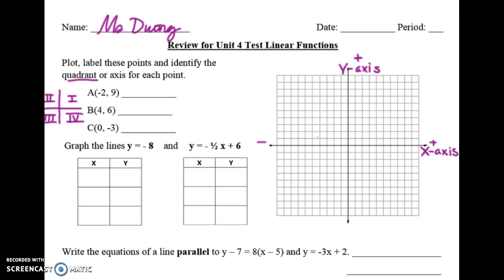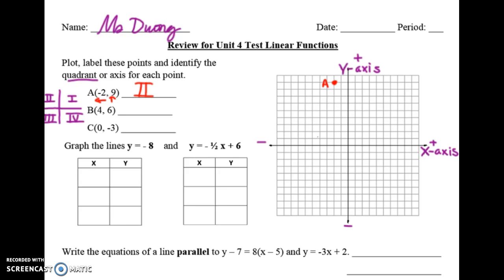First set of directions ask you to plot, label these points, and identify the quadrant or axis for each point. Point A is (-2, 9). All points begin from the origin. The origin's at (0, 0). You go left 2 and up 9 and label it with a capital A. It exists in quadrant 2.